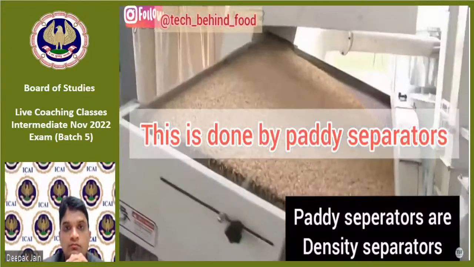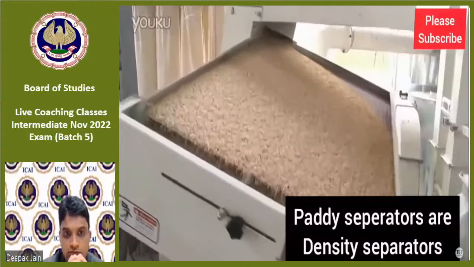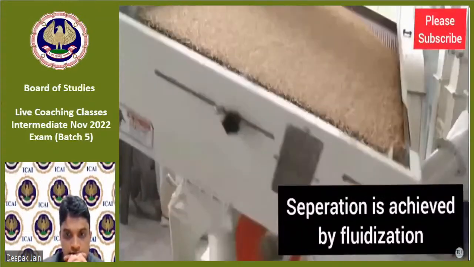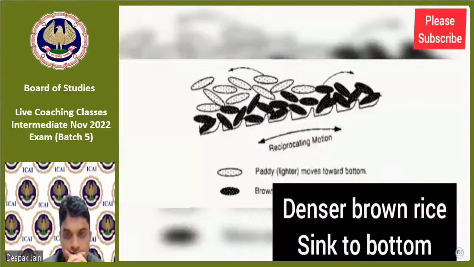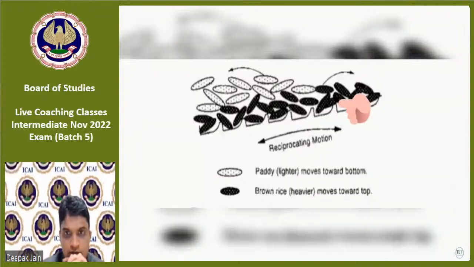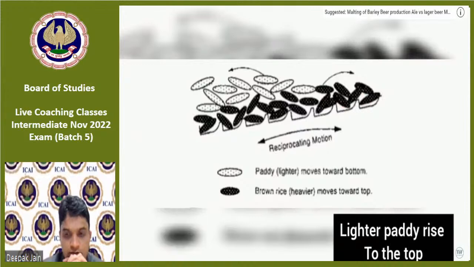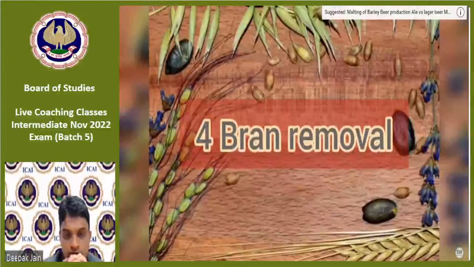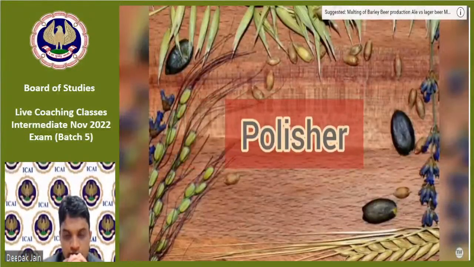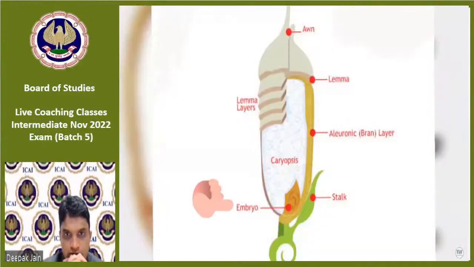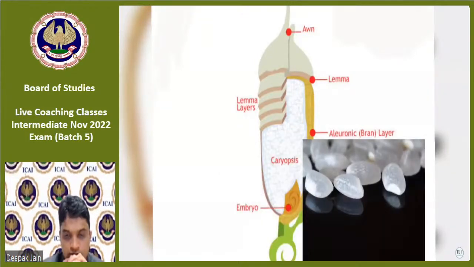Paddy separators are fundamentally density separators. Separation is achieved by fluidization, which causes denser brown rice grain to sink to the bottom of the bed of rice, whereas lighter paddy grain rise to the top. Next step is bran removal or the polishing. Bran removal is the process by which bran and bran layers are selectively removed from the rice kernel, leaving the endosperm largely intact and with a desired surface appearance.